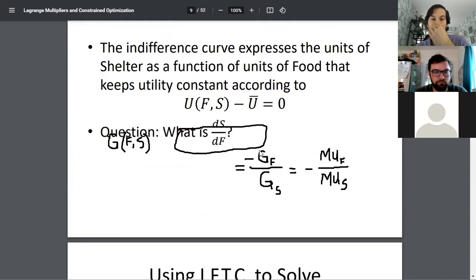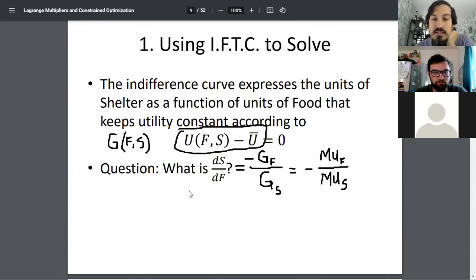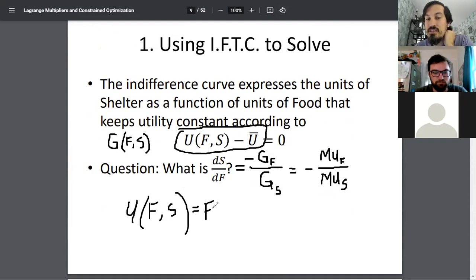Oh yeah, wait a second. We know what U of F, S is. It is f times s. Let me write that here too. U of f comma s equals f times s. That was an assumption of the problem, by the way. It's not written anywhere on this slide, but it was given to us that u of f, s equals f times s. So we can actually calculate the marginal utility of f as just s, and the marginal utility of s is f.